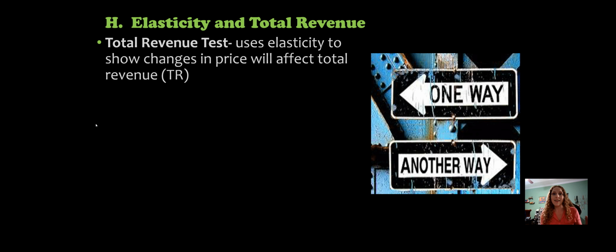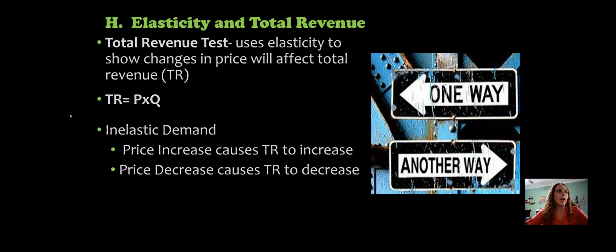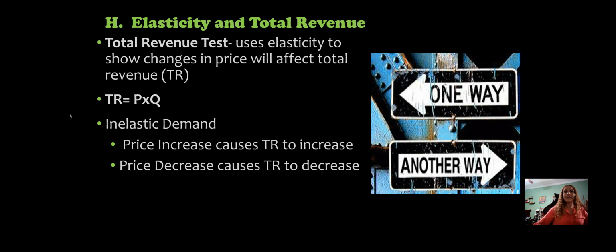But the total revenue test allows us to measure elasticity because it shows us what any change in price is going to do to total revenue. And what that does to the total revenue indicates what the elasticity is. So total revenue is found like this. It is simply the price times the quantity. Now, if demand is inelastic, then if the price goes up, the total revenue is going to go up as well. And if it's inelastic, then any decrease in price is going to make the total revenue decrease as well.